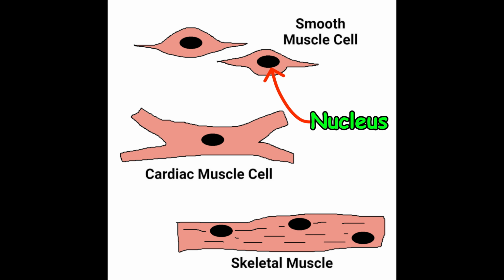Also, while looking at the diagram, I'm quite sure some of you have figured out that the dark circular structures there are the nuclei, and of course the cells have their own cell membranes and cytoplasms as well.